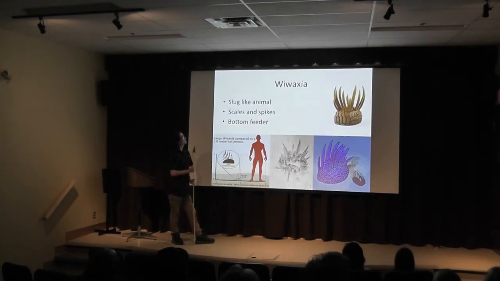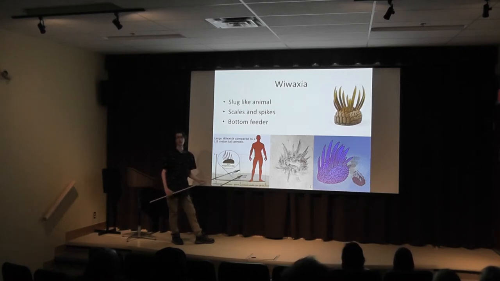One of the last creatures I'll be going over for the Burgess Shale is Wiwaxia. Now this kind of looks like a sea urchin, as it's more like a slug-like animal with scales and spikes protruding from its back, which it would have used to defend itself from predators like Anomalocaris. It was also a bottom feeder, so it would have eaten decaying sponges and other dead creatures it would find on the seafloor.